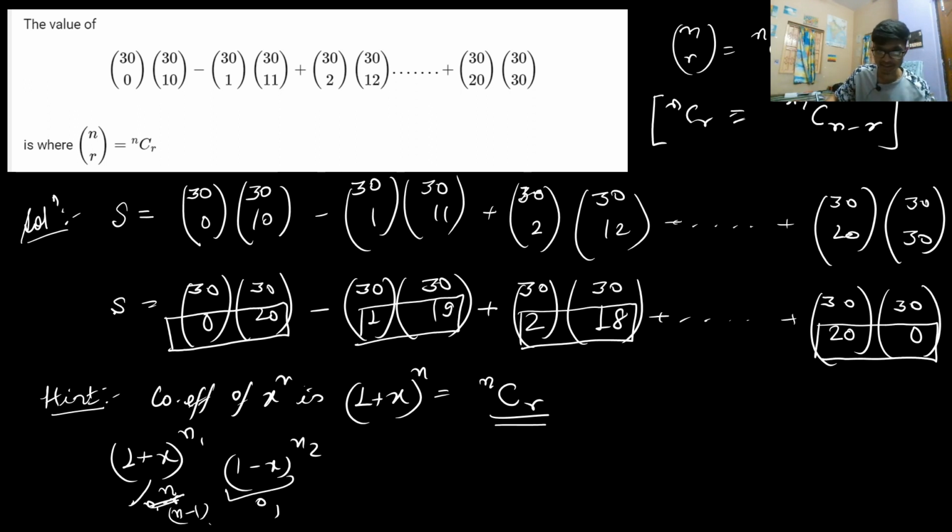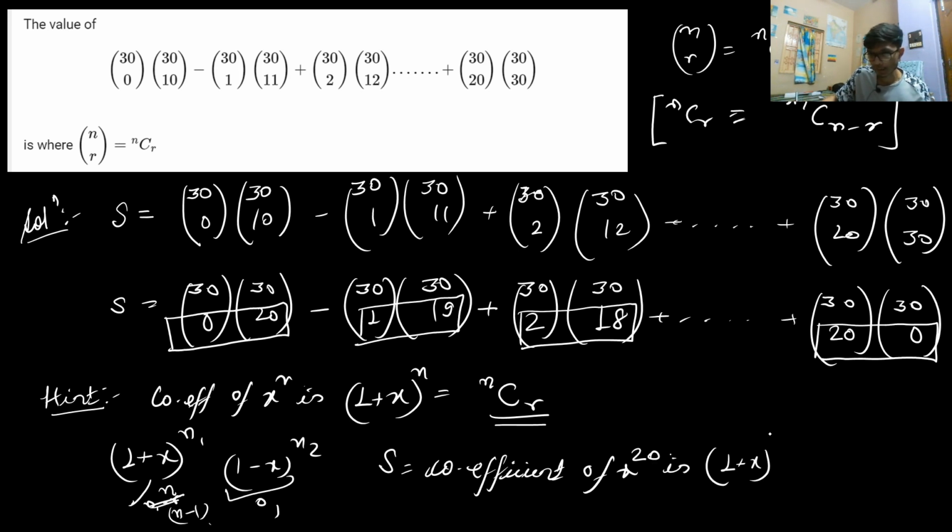So what is this S? Now we can write S as the coefficient of, since the lower index sum is 20, x to the power 20 in the expansion of (1 plus x) to the power 30, because the first binomial coefficient has upper index 30 and the second also has 30. So it can be written as the coefficient of x to the power 20 in the expansion of (1 plus x) to the power 30 into (1 minus x) to the power 30.